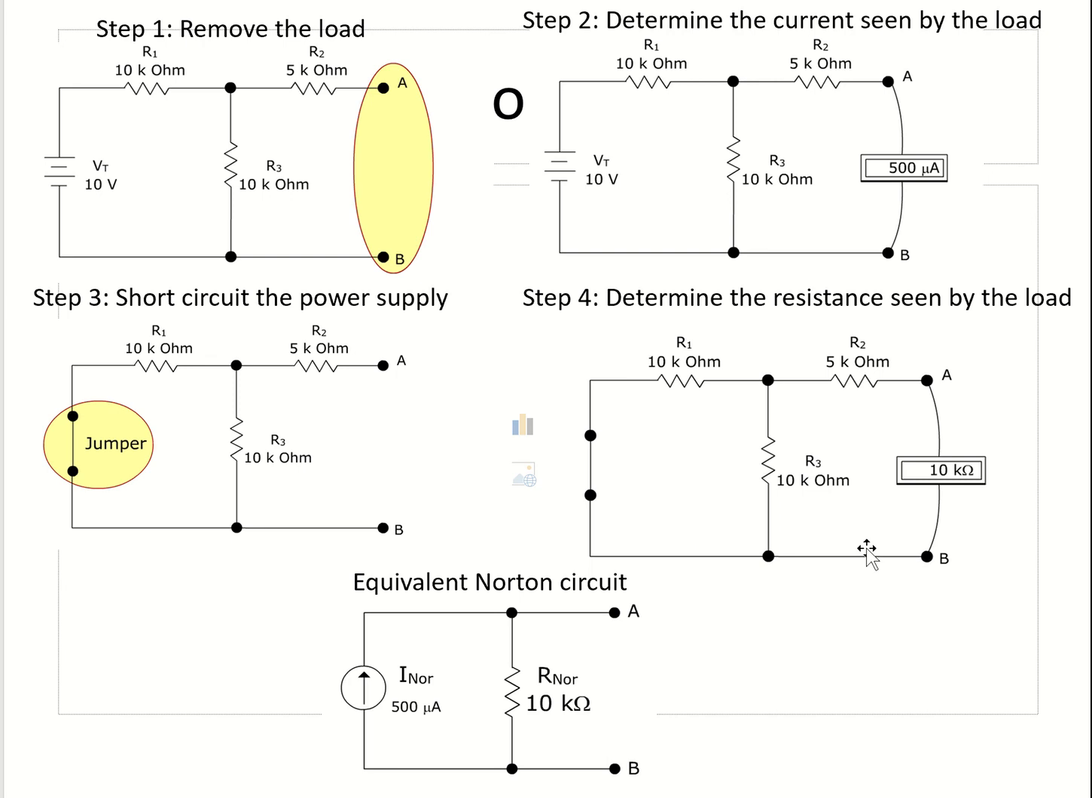Short circuit the power supply. First we short the power supply, then we determine the resistance seen by the load. The resistance seen by the load will be R Norton. After that, we will implement a simple equivalent Norton circuit, which will have the I Norton we calculated and an R Norton. The thing to ponder is that the current source will be in parallel with Norton's resistance. This will give an equivalent Norton circuit.